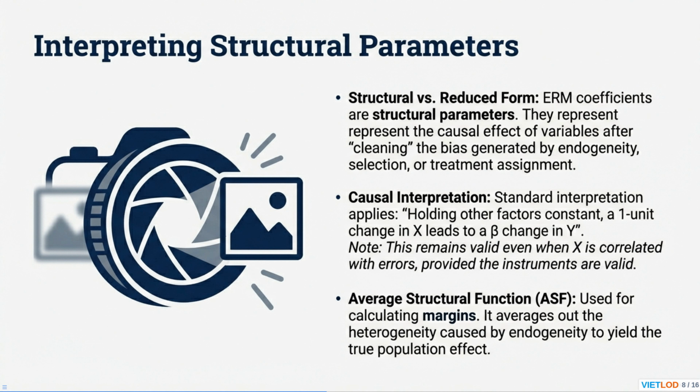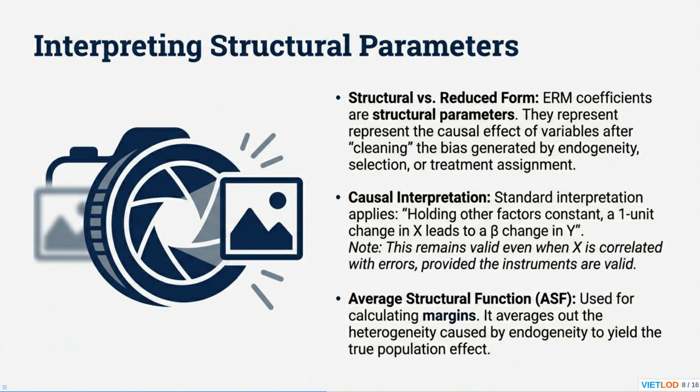Now, let's discuss how to interpret the results from an extended regression model. The coefficients produced are structural parameters. Much like the camera lens in our visual, these models clean the bias generated by endogeneity, selection, or treatment assignment to focus on the true causal effect. The standard interpretation still applies.